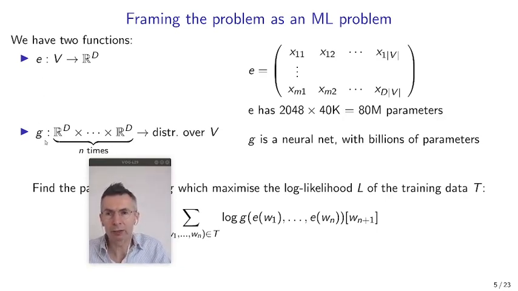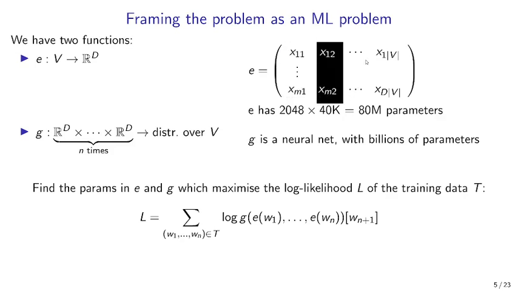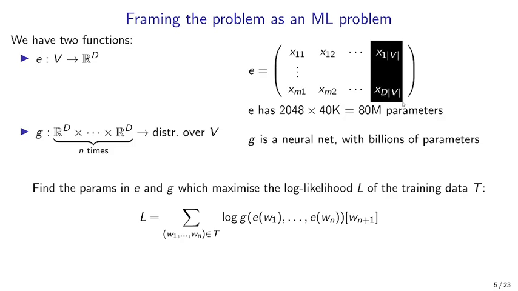So we have these two functions then, E and G, and we're going to have to figure out what they are. So let's look at how they might be defined. Well, E is the embedding function. So essentially, it is a vector for each of the words. So here's the vector for the first word, here's the vector for the second word, and so on. Here's the vector for the last word in our 40,000 words. So this matrix has 40,000 columns in it, and it's got 2048 rows because each of those vectors is of length 2048.